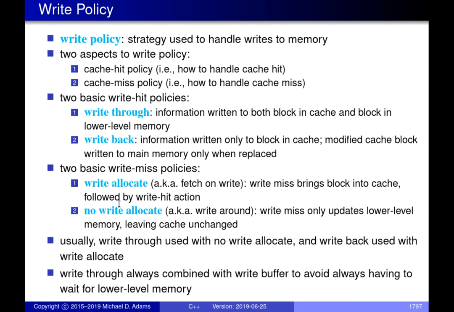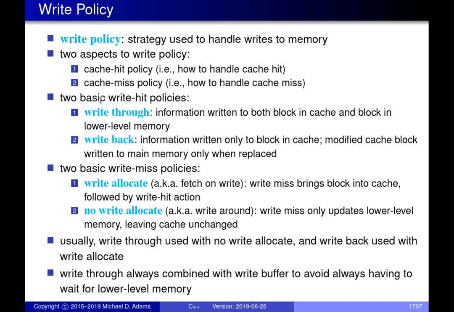And then the last thing I need to talk about is what's called the write policy. This relates to how writes to memory are handled, and there are two aspects to it. One is what you do in the case of a hit, where you're writing to memory and the address you're writing is actually stored in the cache. The other is the cache miss policy, which is the dual of this: what happens when you're writing to an address that is not in the cache. How do we handle each of these?